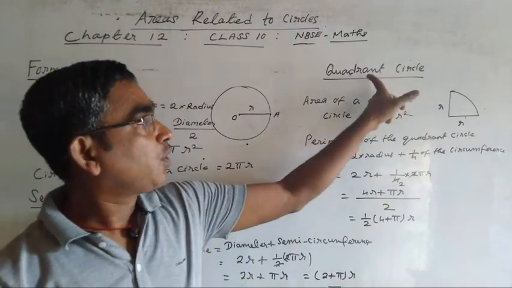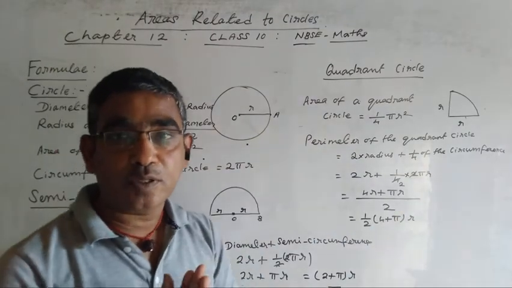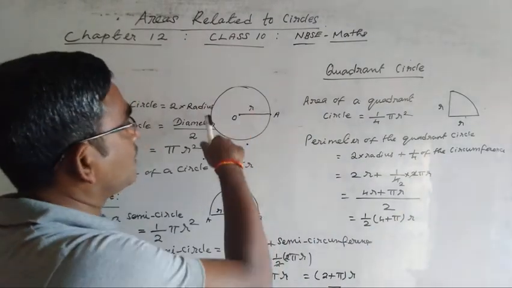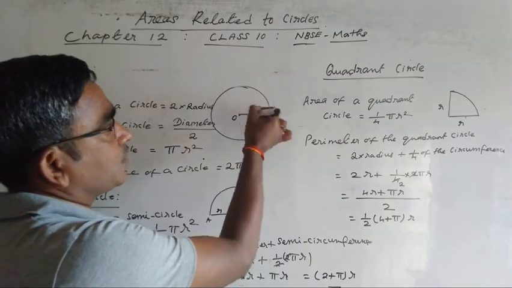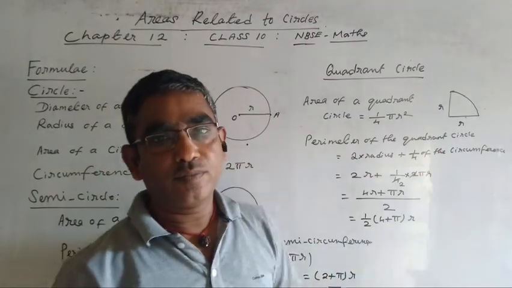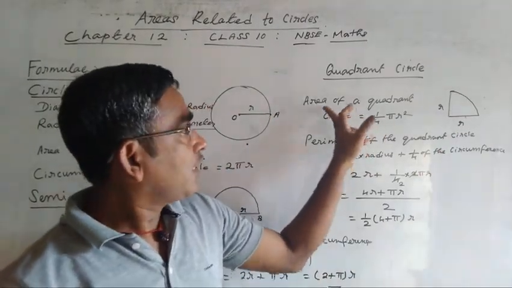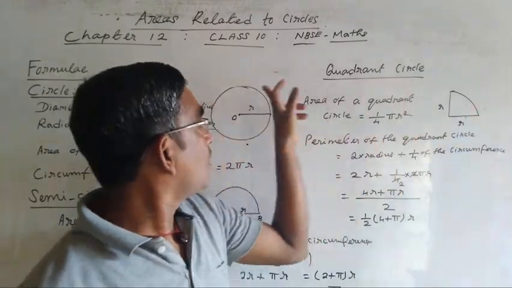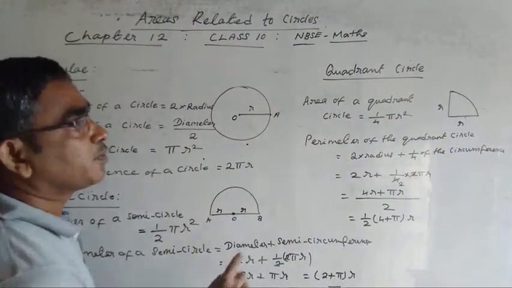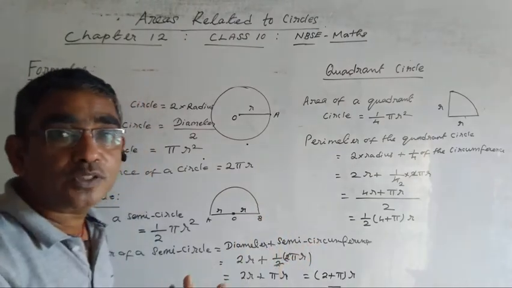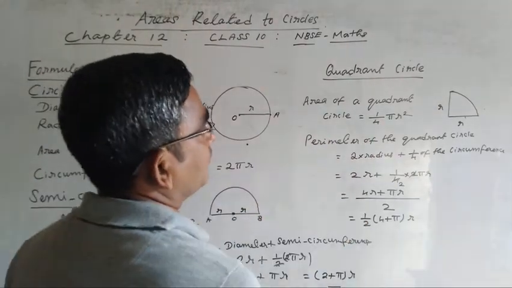Now area of a quadrant circle. Quadrant circle means 1 by 4th of the circle. So we can cut the circle into 4 pieces. One piece is called a quadrant circle. So area of the quadrant circle: what is the area of the circle? Pi r squared. But the quadrant circle is 1 by 4 pi r squared because it's 1 by 4th of the circle.